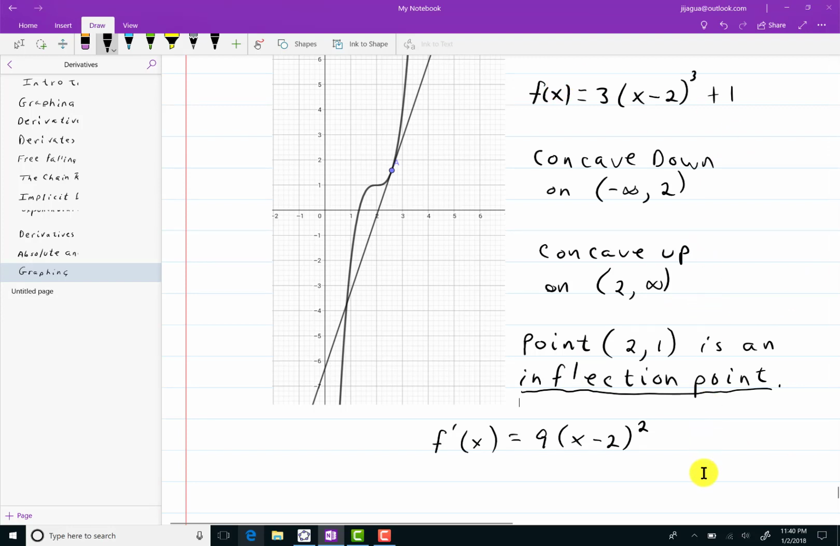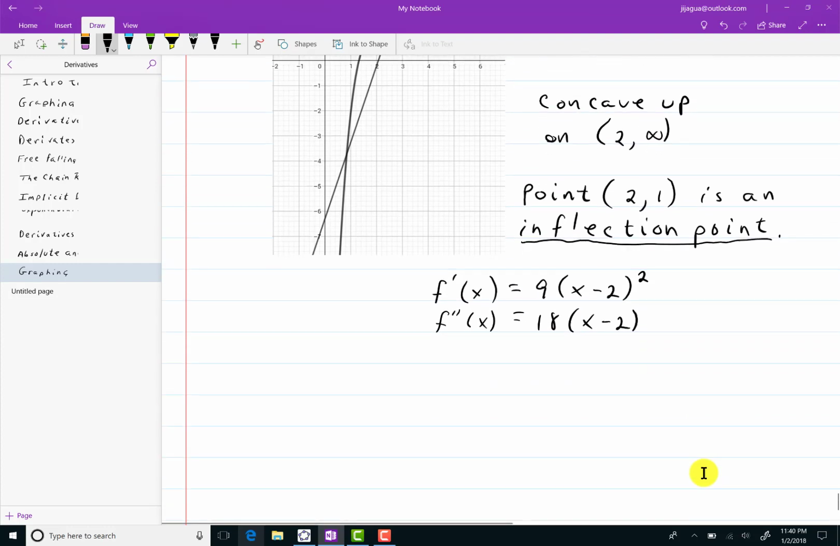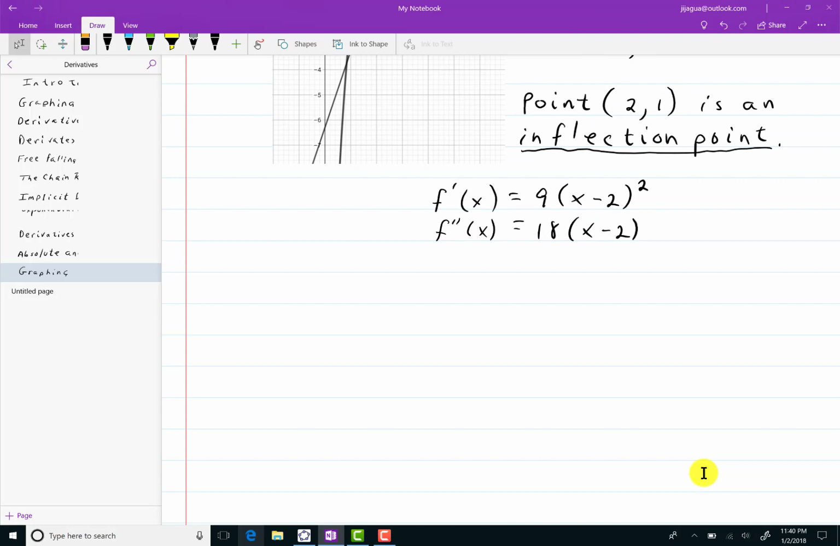Then f double prime equals 18 times (x minus 2). Now, what we do is we set this equal to 0 like we did before. 18 times (x minus 2) equals 0. This implies that x equals 2. So there's only one location where there's a 0 for the second derivative.